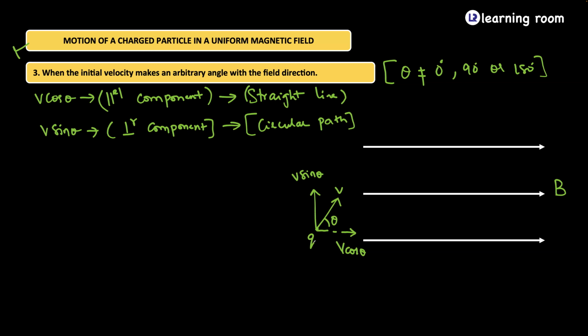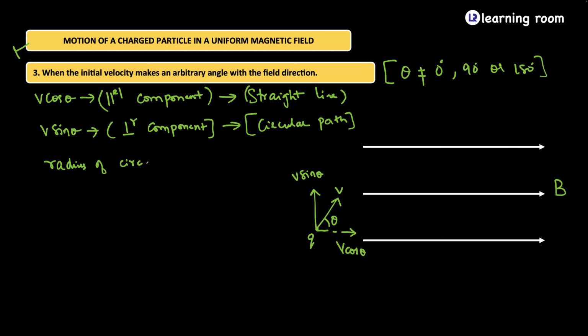So what will happen here is this v sin theta is going to put the charged particle into circular path into the plane. So if you see from this side, the charged particle will go in a circular path like this. So when I see it from here, it is going to be in a circular path in which direction? Like this. It is going to be in the anti-clockwise direction. Right?